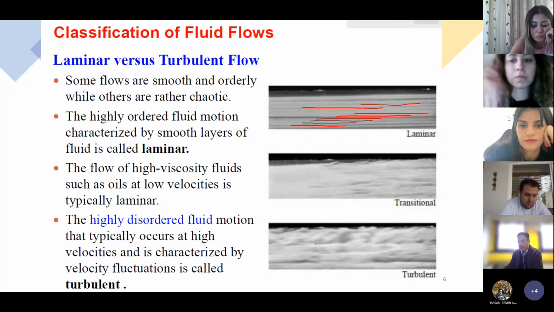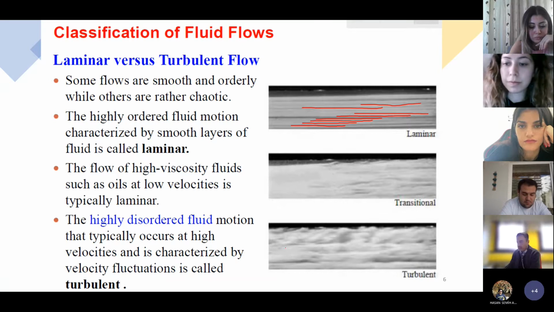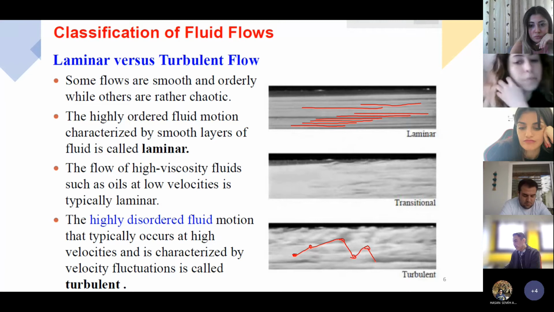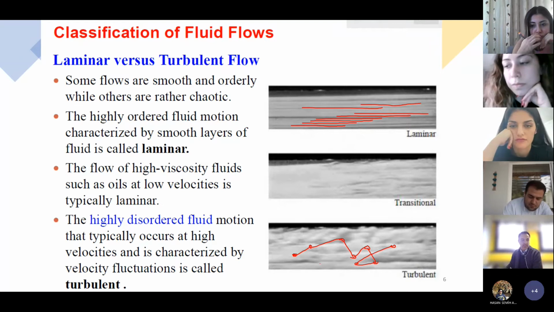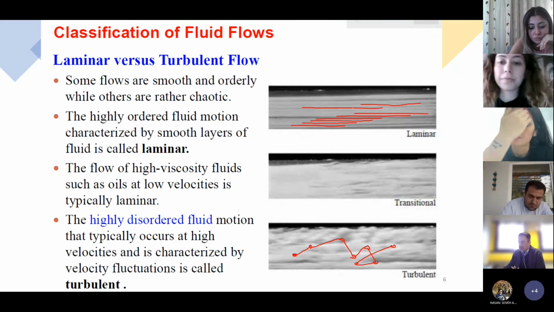You see the motion is highly disordered or chaotic, and you cannot trace the motion of a water molecule. For example, assume this is a water molecule at time 0. At time 1, after 1 second, it's here. After 2 seconds, it moves here. After 3 seconds, it moves here. 4, here. 5, here. 6, maybe here. 7, here. And you cannot know where it is. And the motion is really chaotic, not laminar.